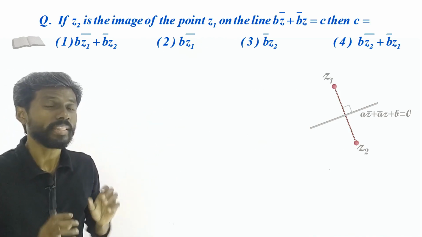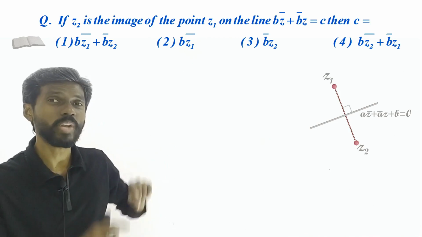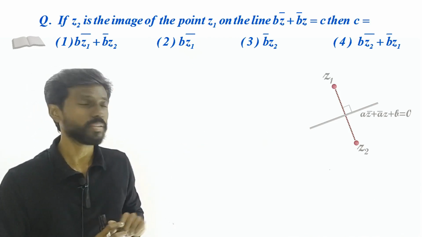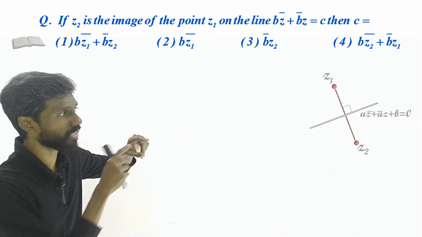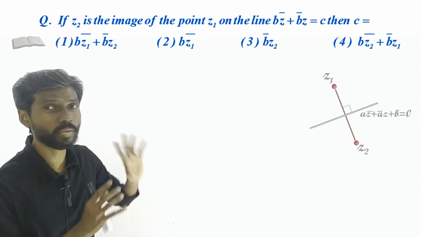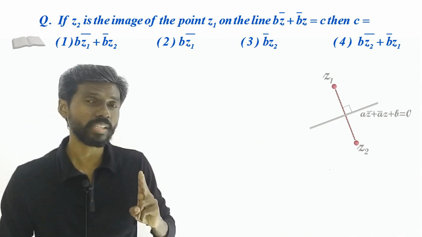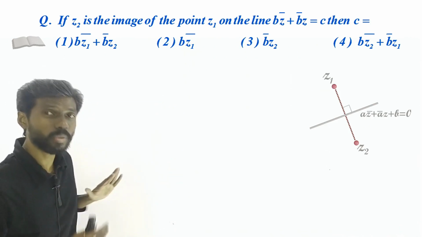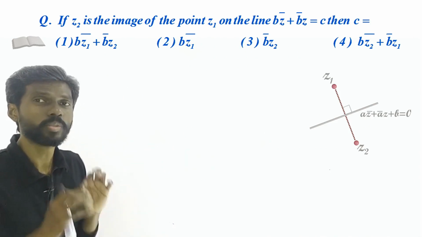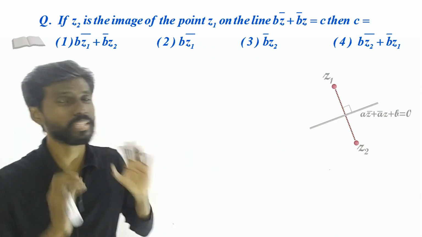So that means what? The midpoint of z1 and z2 will lie on this line. That midpoint is the foot of the perpendicular. So the midpoint of these 2 points, z1 plus z2 by 2, lies on the line. That is one condition. The next condition is that the line joining z1 and z2 is perpendicular to the given line. Okay, so that's all. These are the two conditions we have to use, just like the last one.